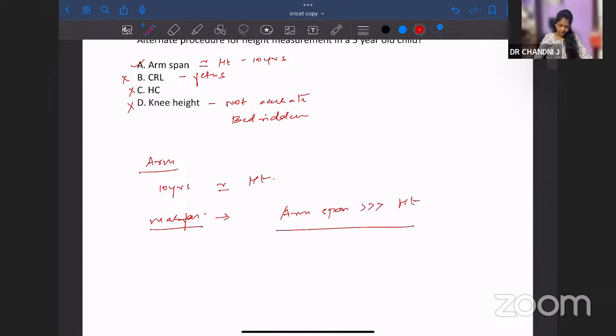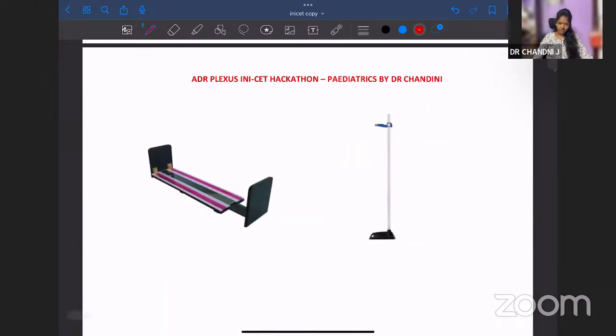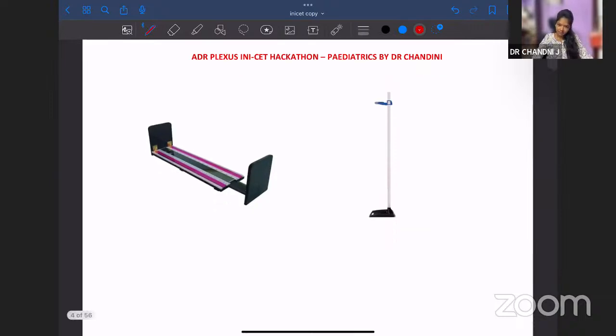Okay, so now we'll see some of the growth parameters and their importance. So you all tell me, what is this first image? This first image is nothing but an infantometer. So what is the use of this infantometer? It is used to measure length in children less than 2 years of age.